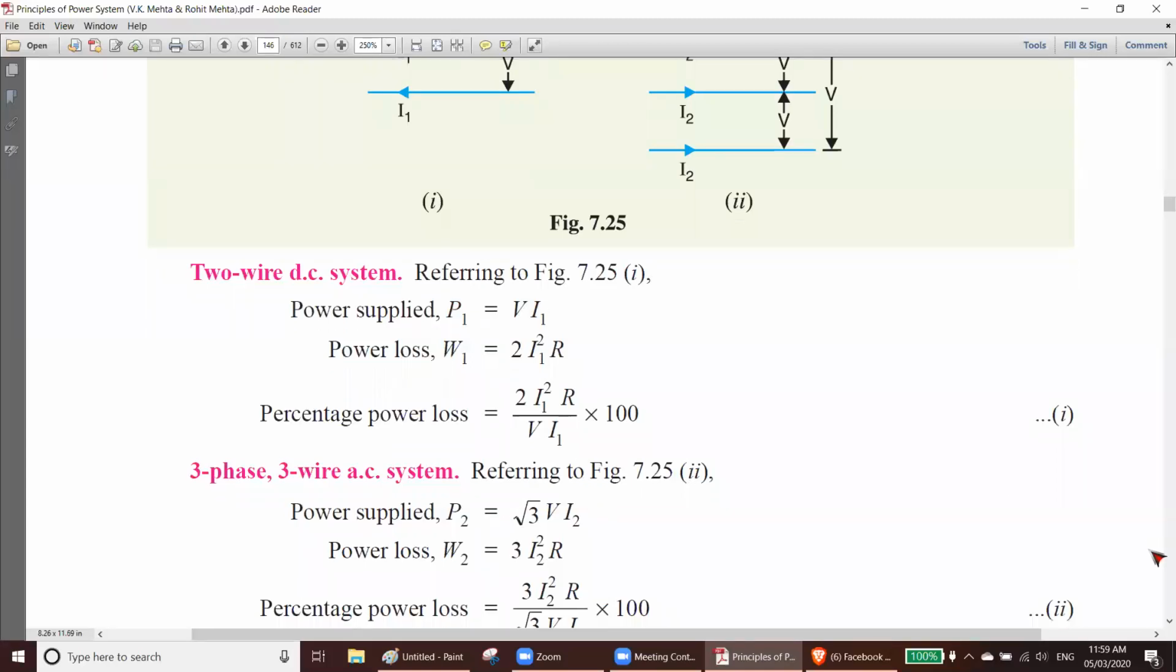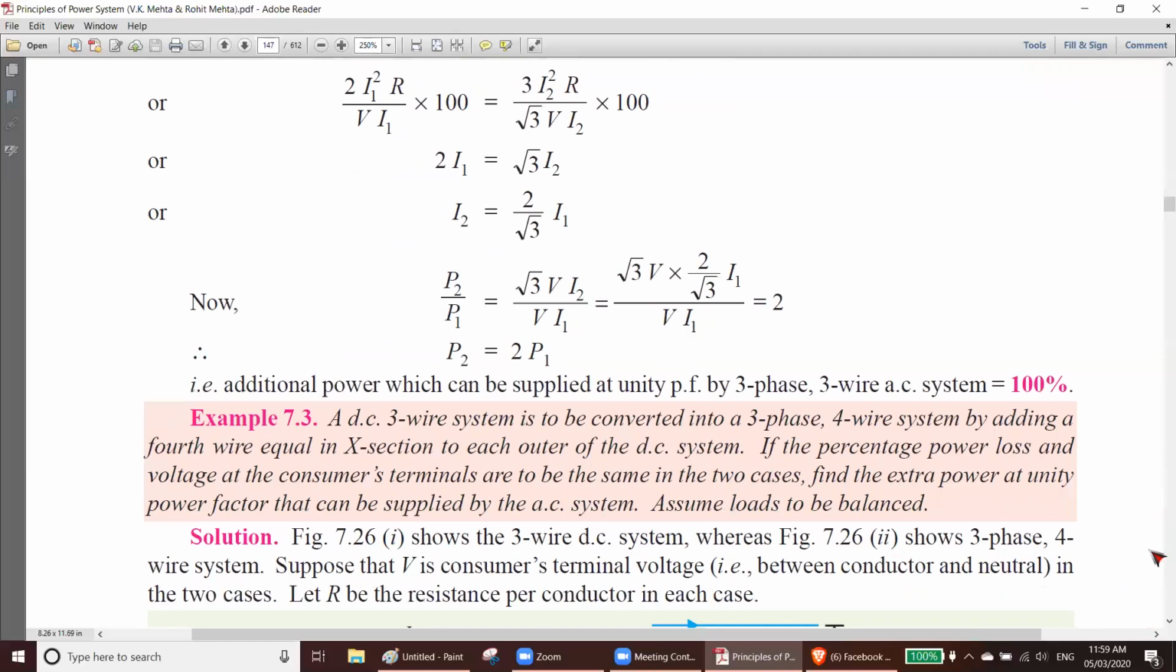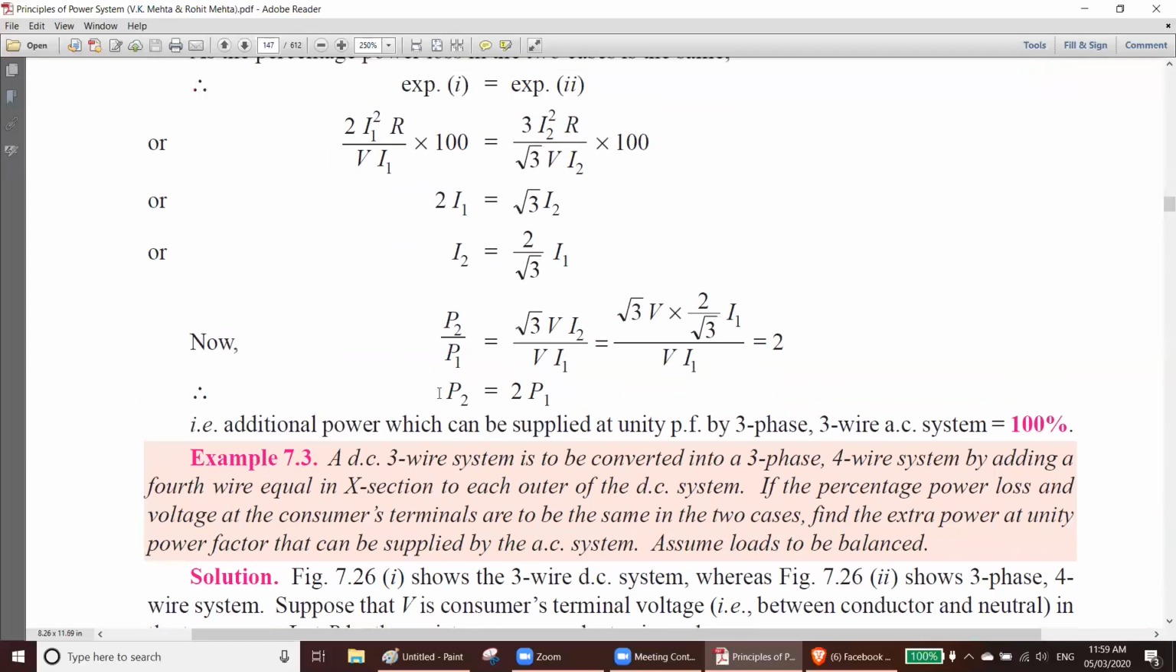Before that, we have to see how much bigger your I2 is. So your I2 is 2 by root 3 into I1, right? That is your I2. Now P2 divided by P1, that is the ratio, not the percentage. So your P2 is root 3 VI2 and your P1 is VI1.